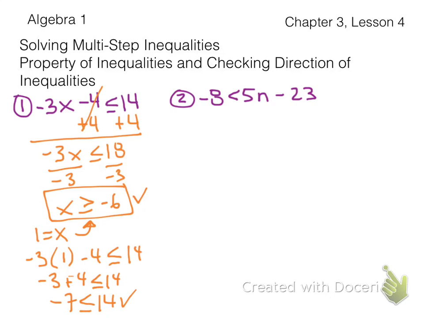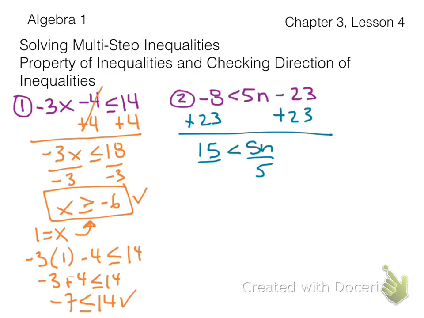Okay, real quick, just going to fly through this without explaining it, just so you can see. That would be positive 15. There we go. And I don't need to switch the direction because I did not multiply or divide by a negative number.